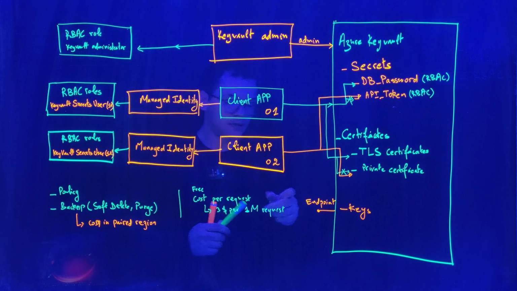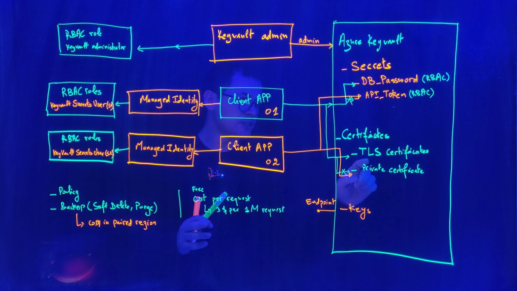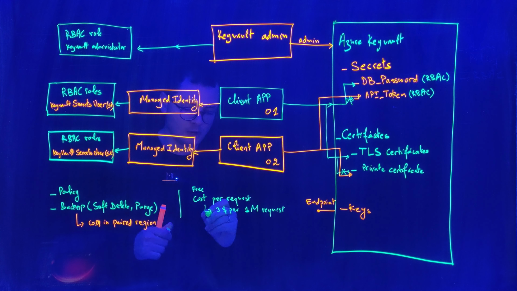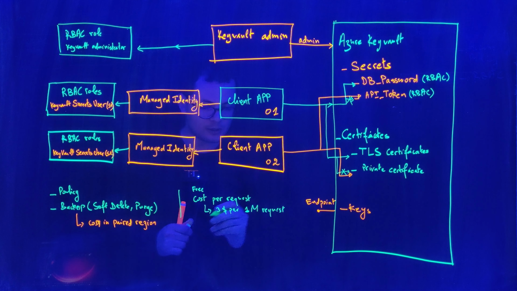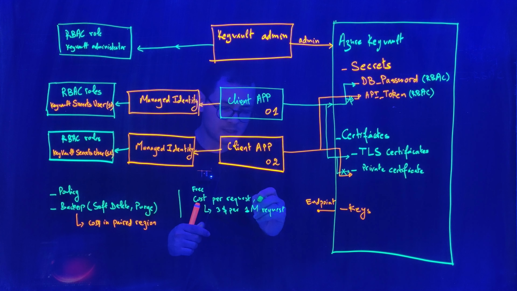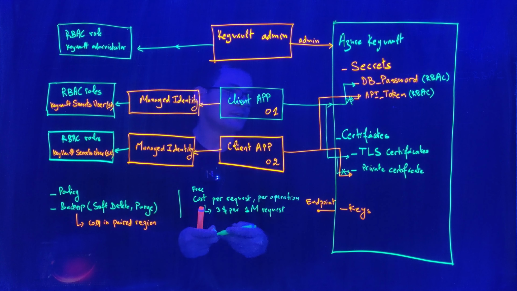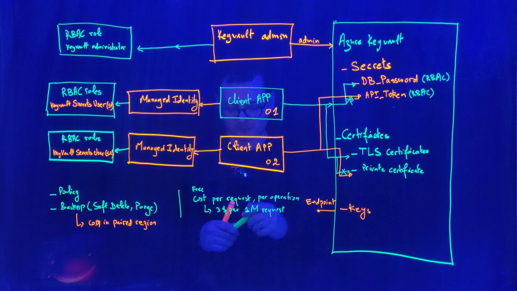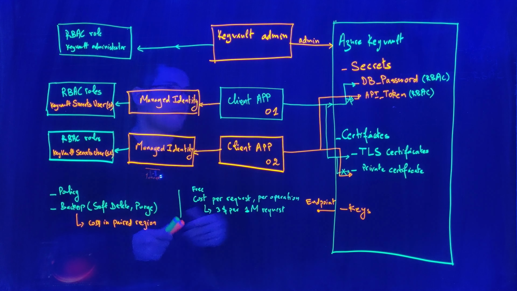However, other operations like auto-rotating the certificate will also cost you money. So the cost is actually per request and also per operation. Auto-rotating the certificate is an operation, defining another version, and so on.